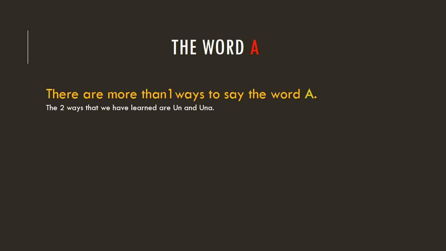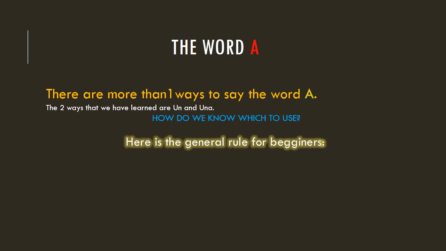Now for the word "a." In Spanish, there is more than one way to say the word "a." The two ways that we have learned are "un" and "una." But how do we know which to use? It's very similar to the word "the." The general rule for beginners is, if the noun ends with the letter A or the letters I-O-N, you will use the word "una" for "a."